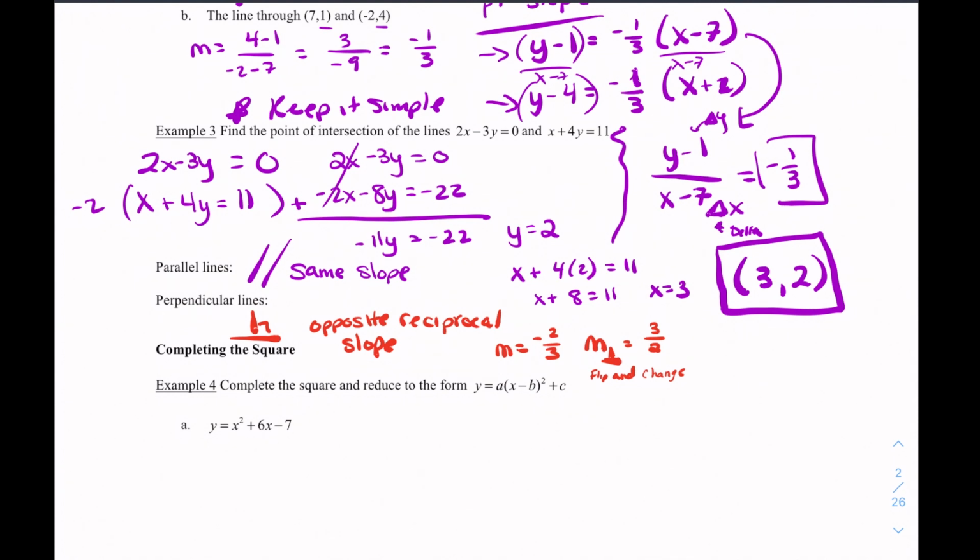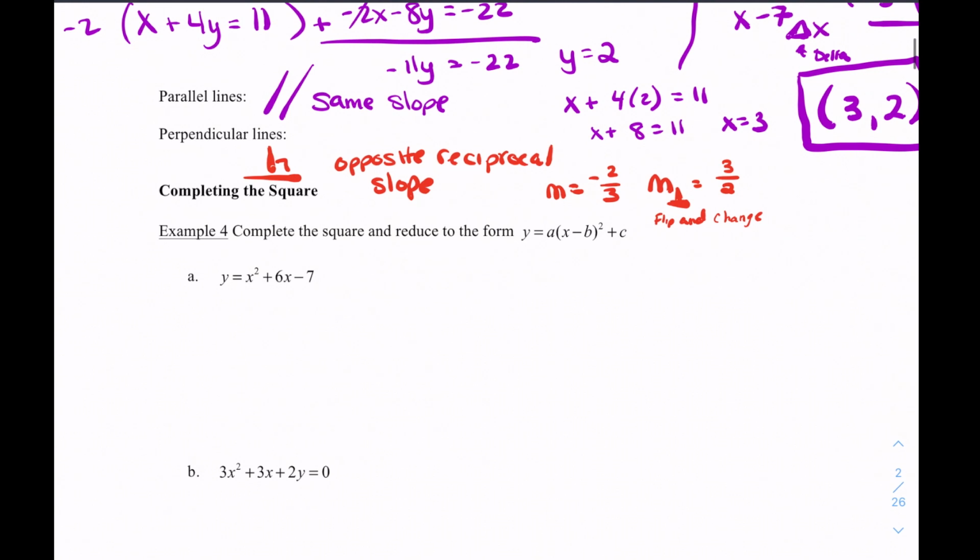One more simple topic, and then we'll call the video for today. Let's talk about completing the square. Completing the square is wonderful when you're working through graphing quadratics. And that's what the start of the next video will be. So here is a quick refresher.